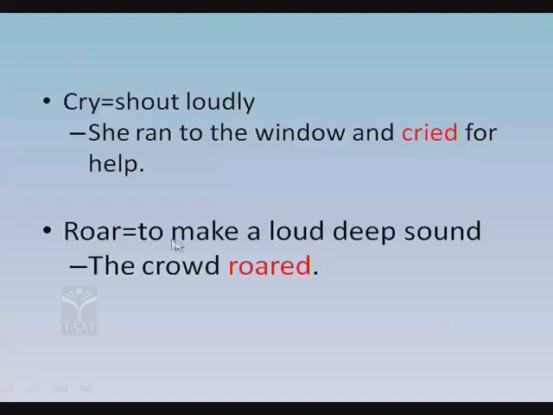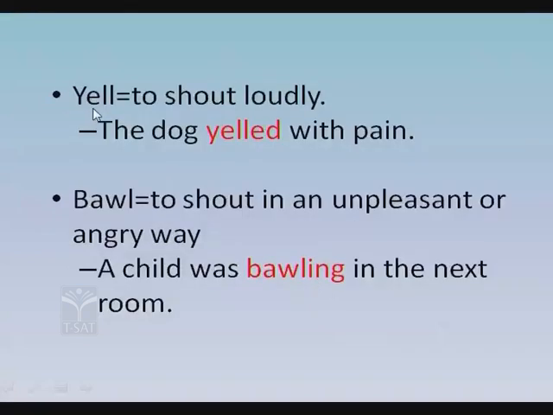Roar, to make a loud deep sound. Altogether the crowd roared. That means they made a loud sound at a stretch. Next word is yell, to shout loudly. The dog yelled with pain. In the nights you can sometimes hear dogs shouting. So, that is called yell.